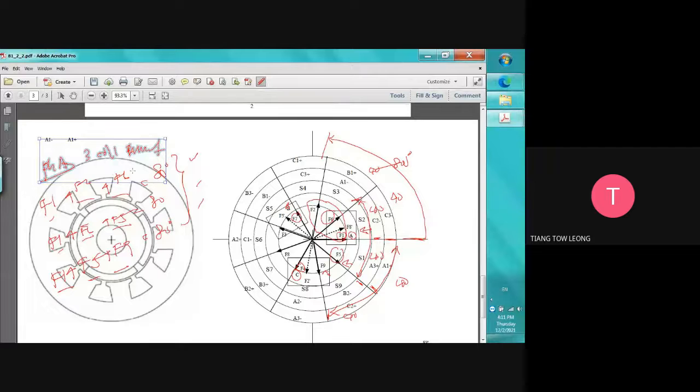Now, there's one tricky part. The tricky part is that MMF is a vector, which means the direction we always assume is going out from the center, right? Actually, we can reverse it. Let me show you how I reverse it.